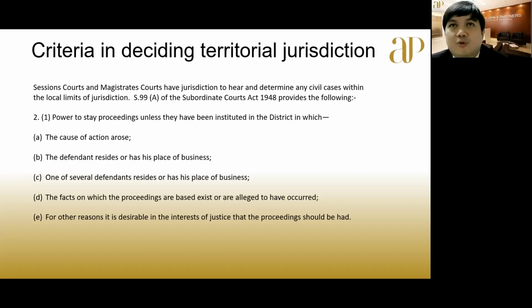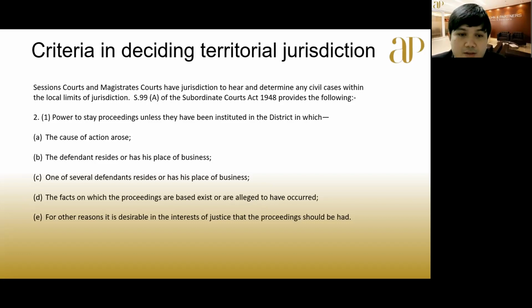So let me put a situation. Just say you borrowed your car to a friend, but unfortunately this friend stole your car. And just say it happened in KLCC, for example. Okay, so you can start your case in the court in Kuala Lumpur, where the cause of action arose.